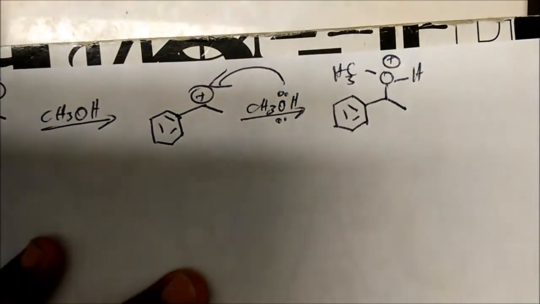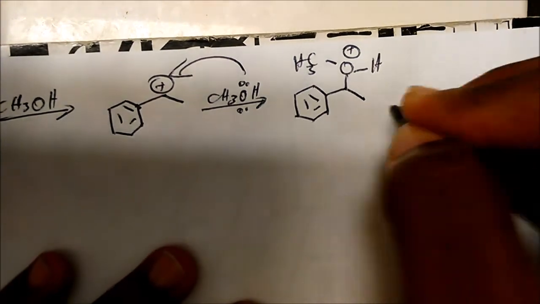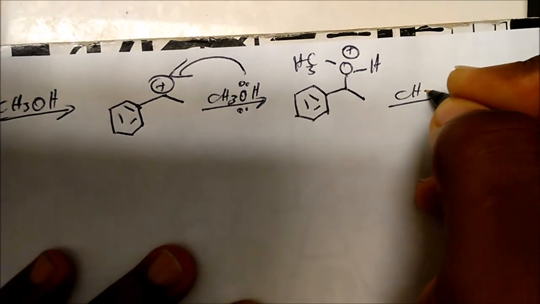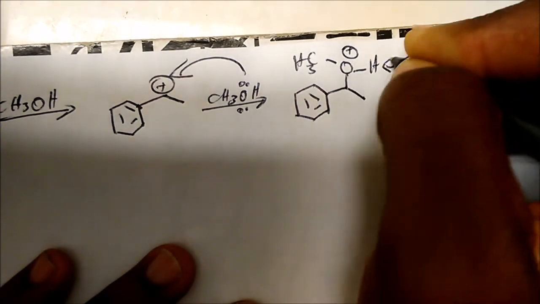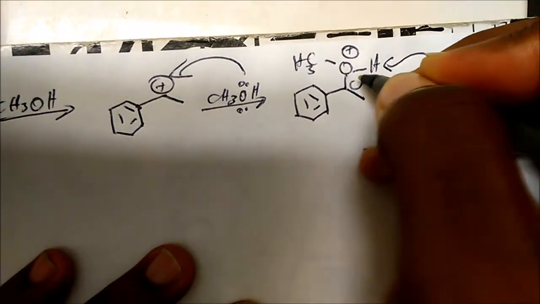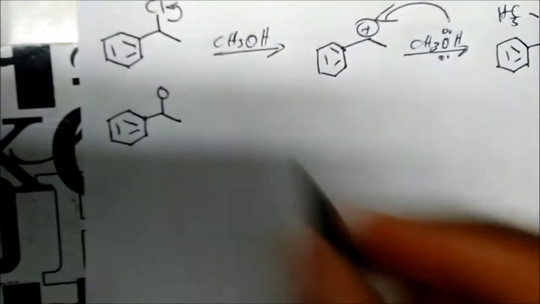Oxygen with 3 bonds has a +1 formal charge, and then simply another molecule of methanol comes in, acts as a base, plucks out the hydrogen, these electrons kick off onto the oxygen, and you get a neutral product, something like this. And you also get an ether right here.